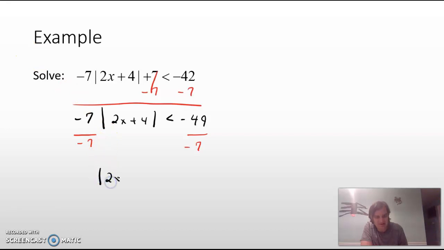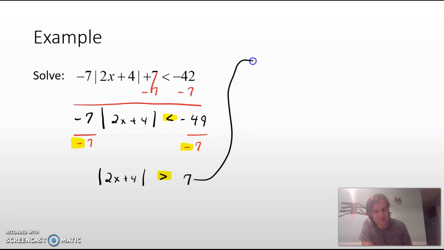It means we have the absolute value of 2x plus 4 on the left-hand side, and we will have 7 on the right, but it flips our inequality around. So we divided by a negative on both sides, which caused our inequality to flip. Now we have something that looks like what we were working with, absolute value greater than a number. So that's two separate inequalities.